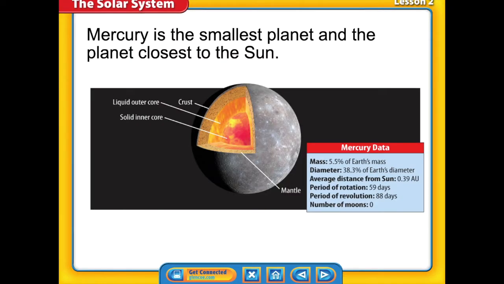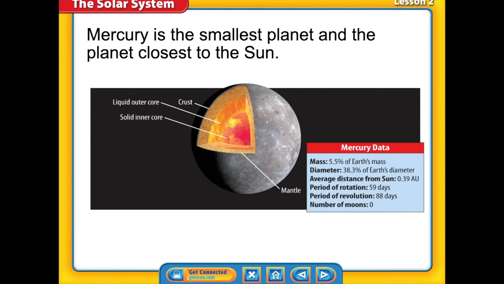Let's talk about the mass of Mercury. This is your next circle. The mass of Mercury, you can copy it right off the chart, is 5.5% of Earth's mass. 5.5%. The surface appearance, what does Mercury look like to you? Well, it is heavily cratered. So you can write down heavily cratered. So there's craters everywhere, very, very similar to our moon.